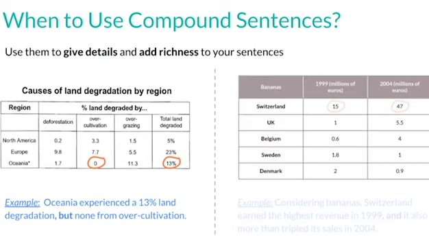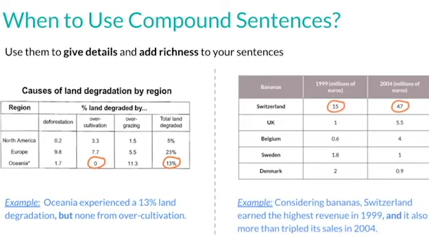Let's look at another example. Here's another table, and if we're trying to describe the data from Switzerland, we could say, considering bananas, Switzerland earned the highest revenue in 1999, and it also more than tripled its sales in 2004. So again, in this sentence, we're conveying two complete ideas. The first idea is that Switzerland earned the highest revenue in 1999, which is this data point over here. And then we're saying that it also more than tripled its sales in 2004. So here we're describing the second data point.